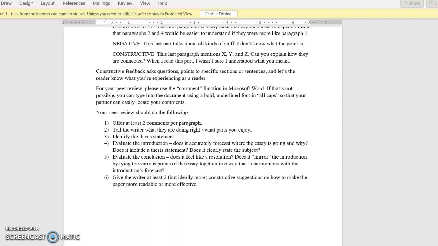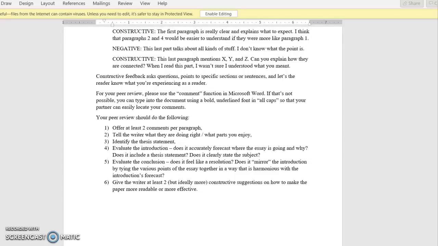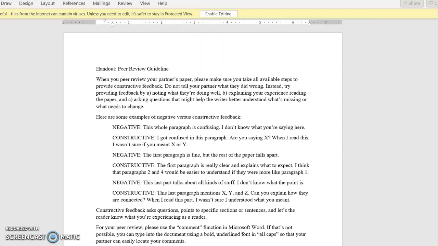And just try to give constructive suggestions that you as a reader would feel good about. Like, if you were going to edit my stuff, the kind of constructive suggestions that you would give me as your professor. Try to use that same care and consideration for your peers.